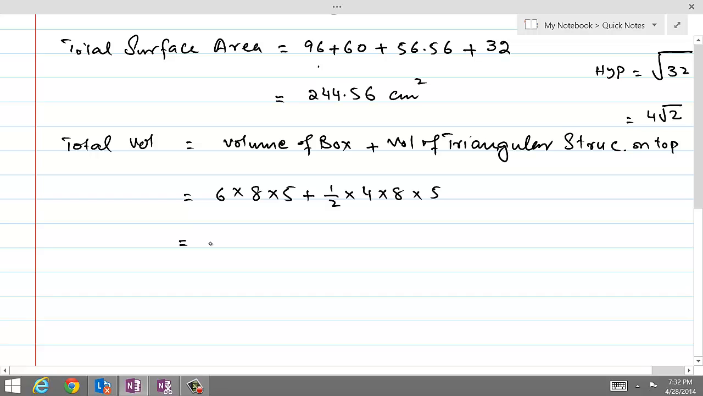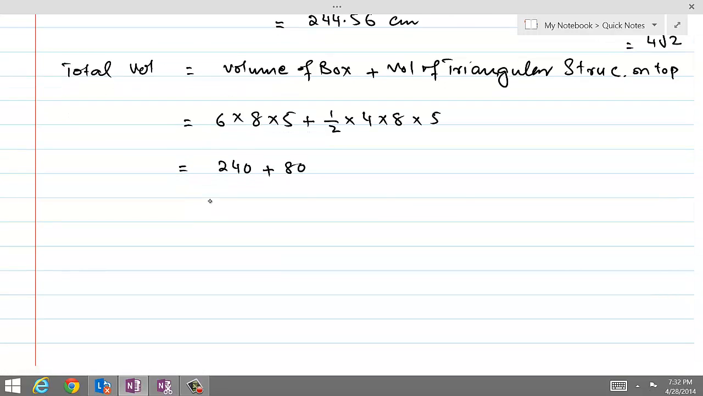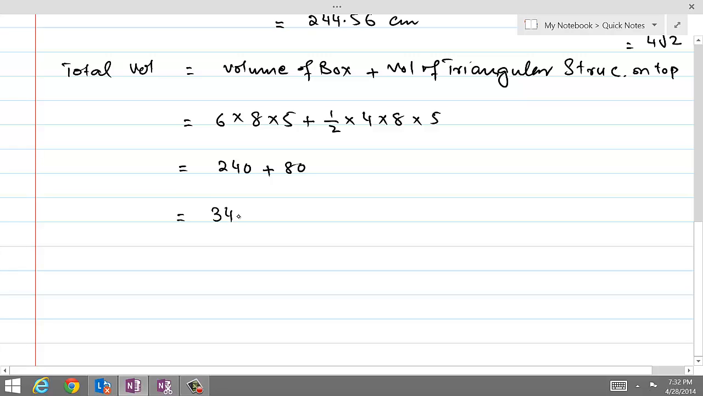So 6 times 8 times 5 is 240, plus this will be 80, and the volume we will get is 340 cubic centimeters. Volume is always in cubic centimeters.